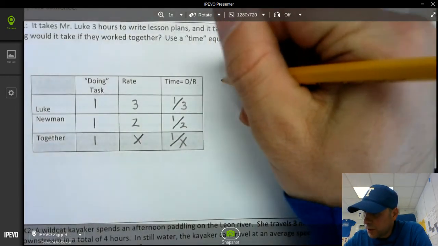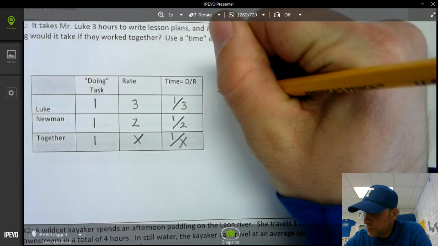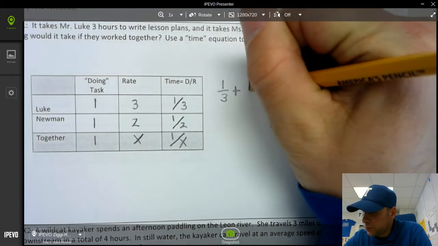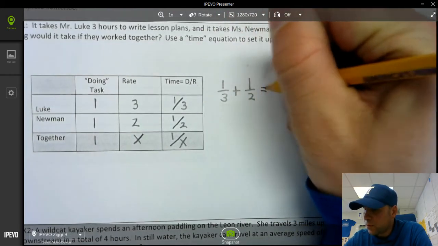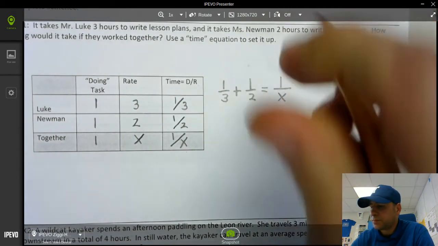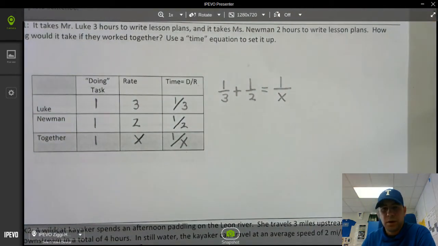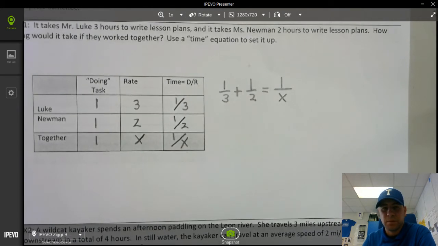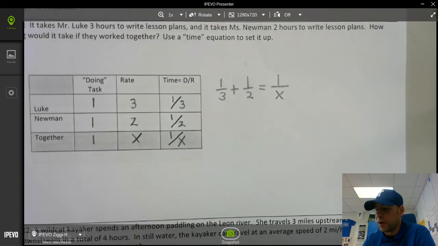So I'm hoping you got 1/3 plus 1/2 equals 1 divided by x. Now, well, last time I think for this, no, actually maybe two more pauses. I want you to pause one more time and think about why the equation is written that way. Why did we put 1/3 plus 1/2 equals 1 divided by x?